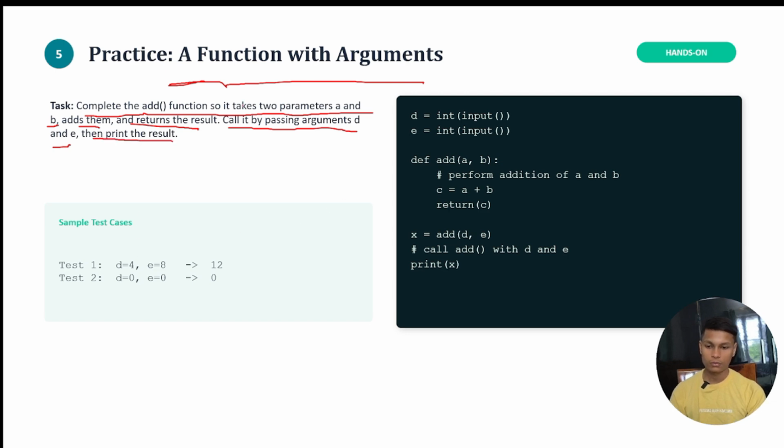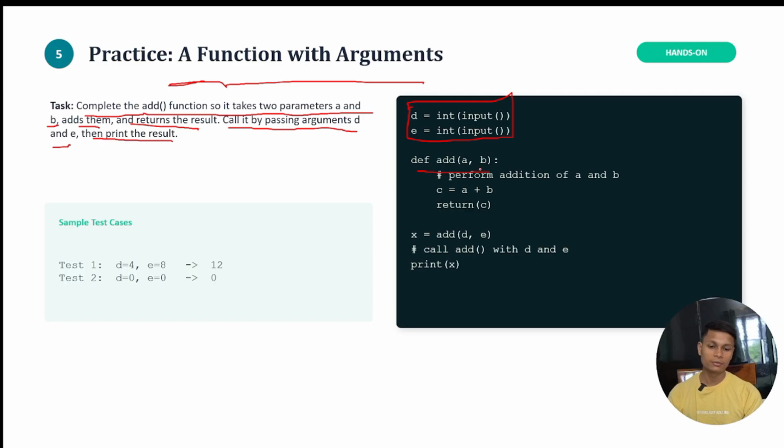Okay, so we are going with the stepwise. At the very first, we are going to create two variables, d and e, which are both integers and input from the user side. After that, the function was there which adds the two numbers.